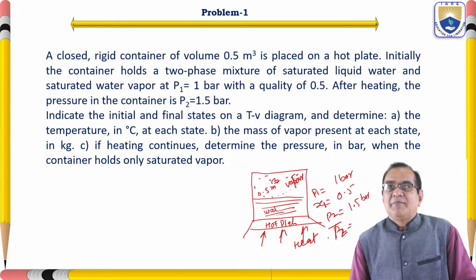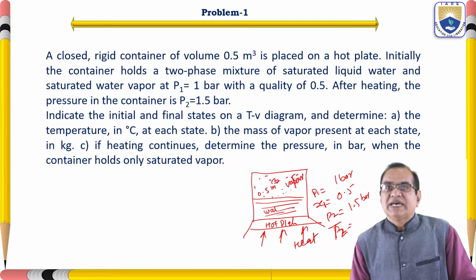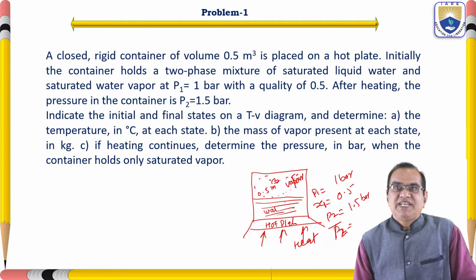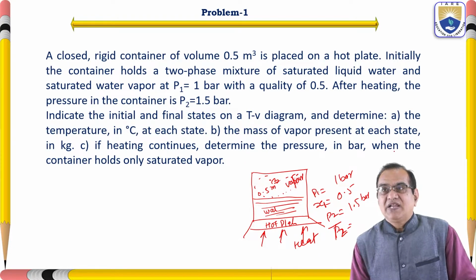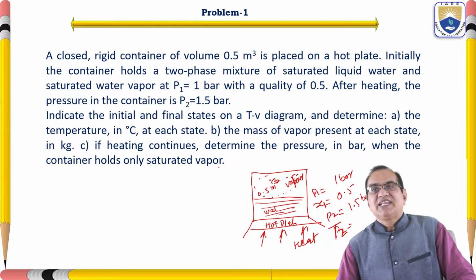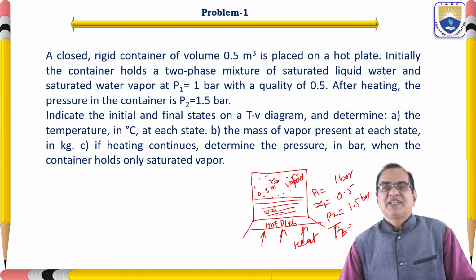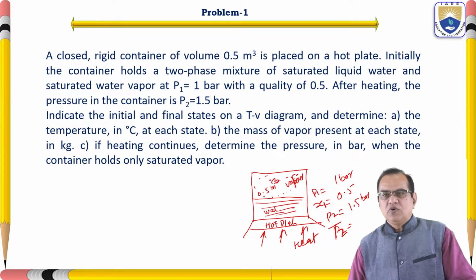Then the second case, the mass of the vapor present in each state. So at P1, how much is the mass of the vapor, and at the second state, how much vapor is there. If heating continues, third point, determine the pressure in bar when the container holds only saturated vapor. So that is our problem statement, and now we have to solve this problem.